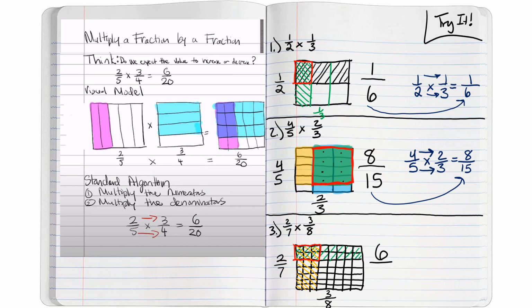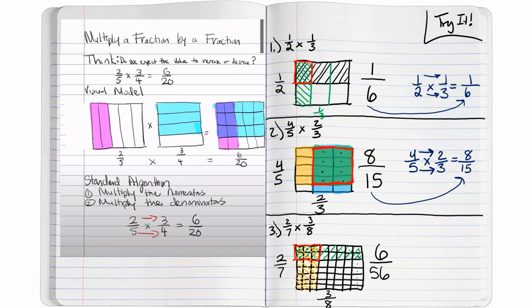6 pieces. Now I need to figure out what those pieces are worth by counting how many total pieces make up a whole number. 1, 2, 3, 4, 5, 6, 7, 8, 9, 10, 11, 12, 13, 14, 15, 16. Oh, wait a second. These are multiples of 8. So I could just go down the row. 8, 16, 24, 32, 40, 48, 56. So the answer to what is 2/7 times 3/8, my answer is 6/56.